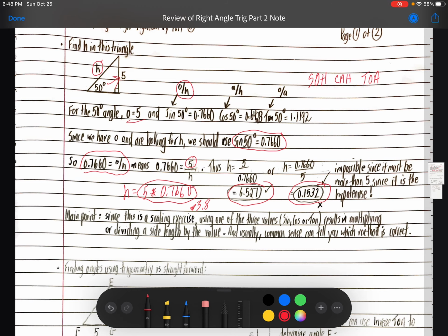So I just make a point here saying this is a scaling exercise. Using one of 3 values, sine, cos, or tan, results in multiplying or dividing a side length by the value. And usually common sense can tell you which method is correct.